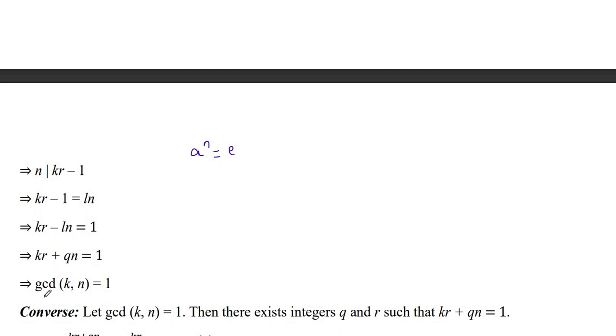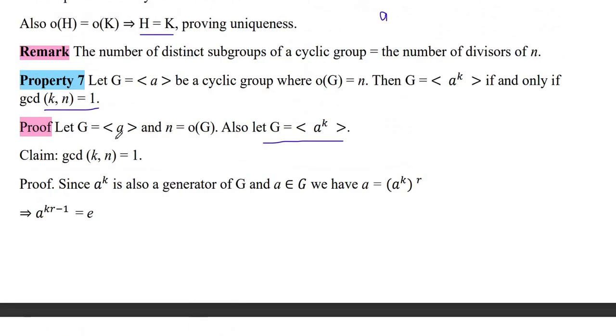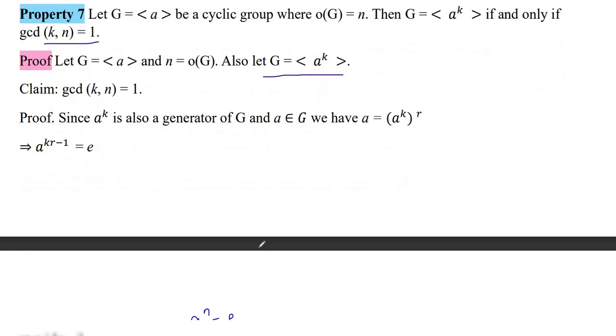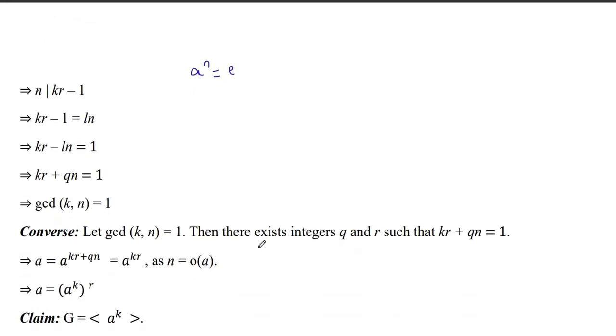So by one of the results mentioned in the preliminaries for integers, if KR plus QN is 1, then the GCD of K and N should be 1. So we have got that whenever G is generated by A power K, and G is already generated by A whose order is N, the relation between K and N is that K and N are relatively prime.